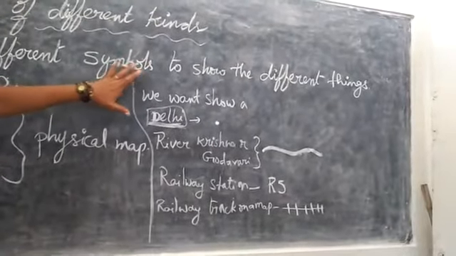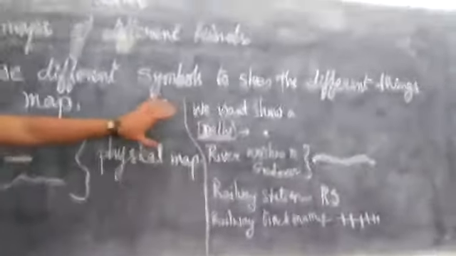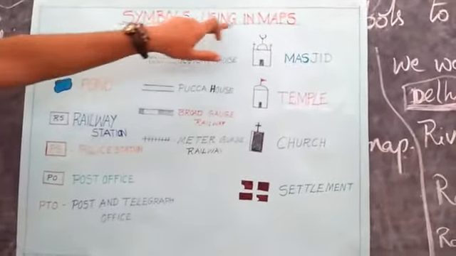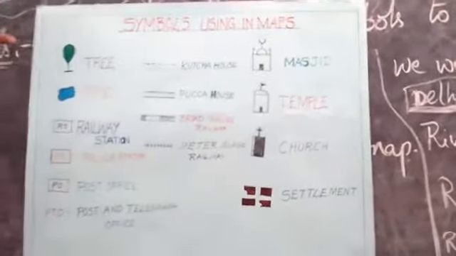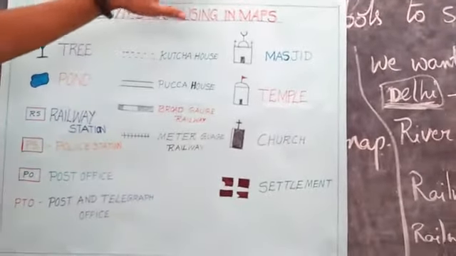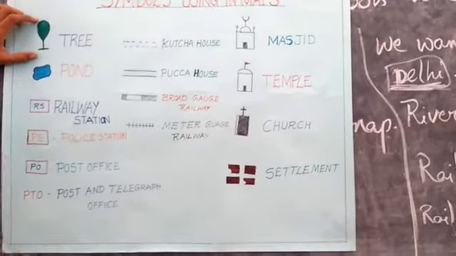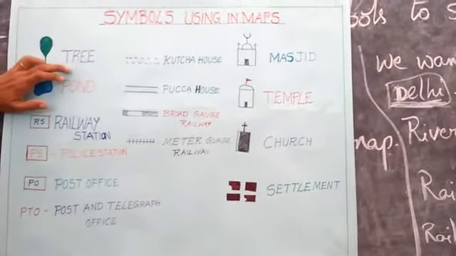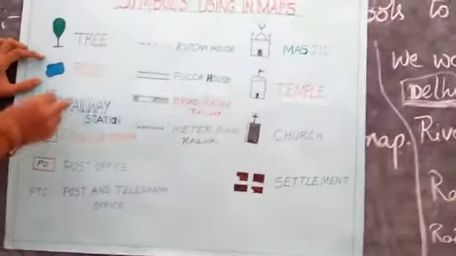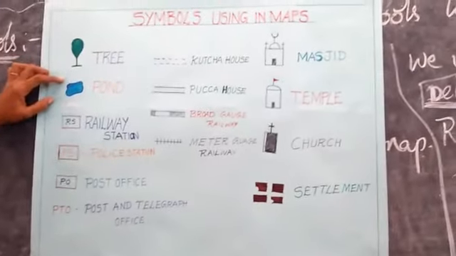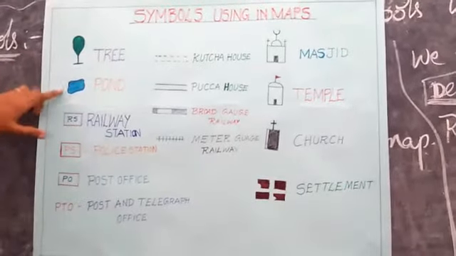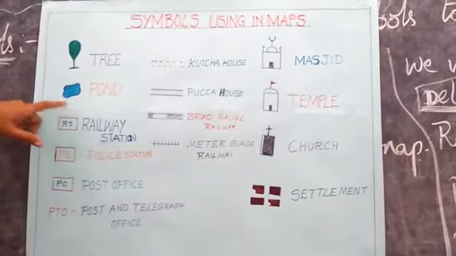I will show some pictures of symbols used in a map. Okay, look at this chart. What is this? Symbols used in maps. We want to read in a map different kinds of symbols. We use this symbol to show a tree on a map. We use this type of symbol. This is a pond. When this symbol is used in a map, we identify that it is a pond.